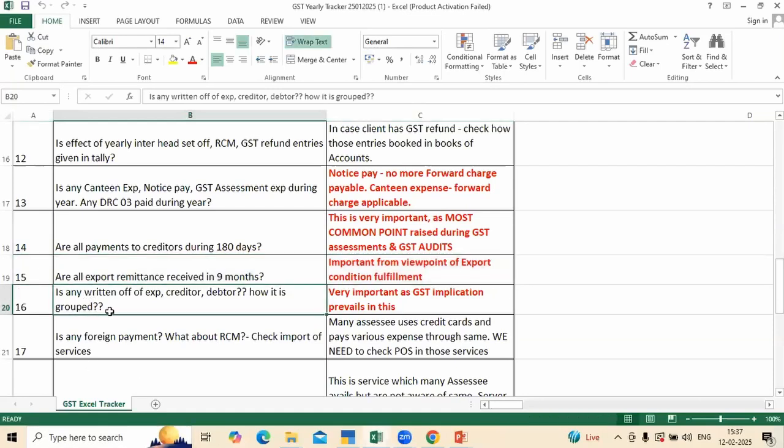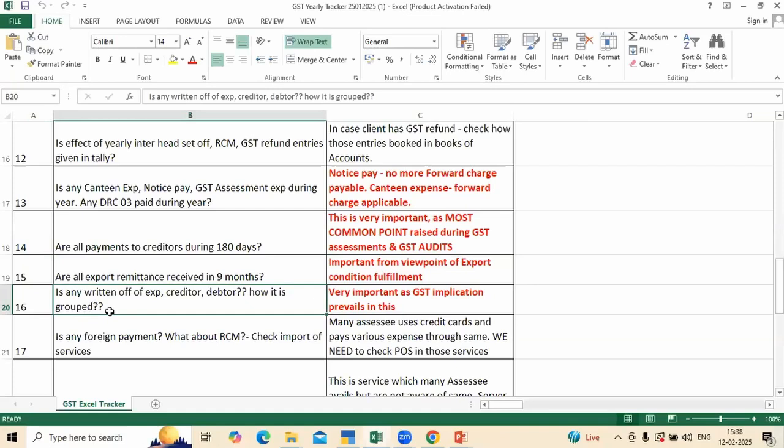Now, point number 16, what it says is that in case there is any write off of any expense, any creditor or debtor, it is necessary that we reverse the GST of that. So for creditors, what happens is that creditors are basically our purchases. And in case we are reversing any creditor's amount, in case we are squaring off any creditor ledger, that means we are reducing our purchase amount. In that scenario, we need to reverse the input credit also.